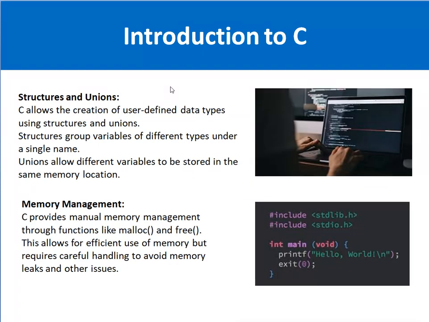Structures and unions. C allows the creation of user-defined data types using structures and unions. A structure groups variables of different types under a single name. A union allows different variables to be stored in the same memory location.